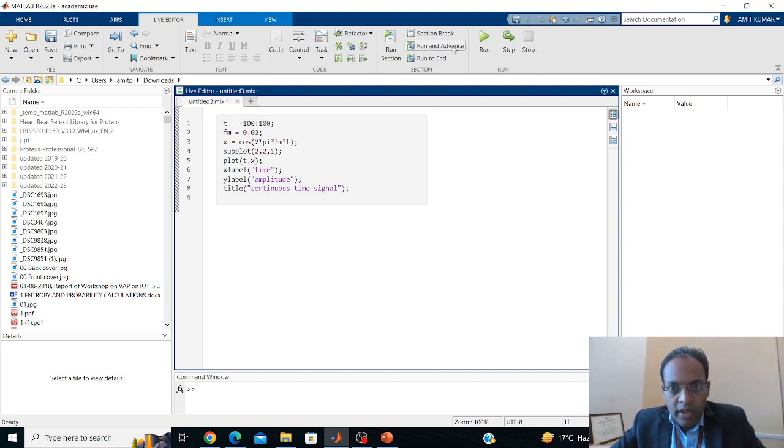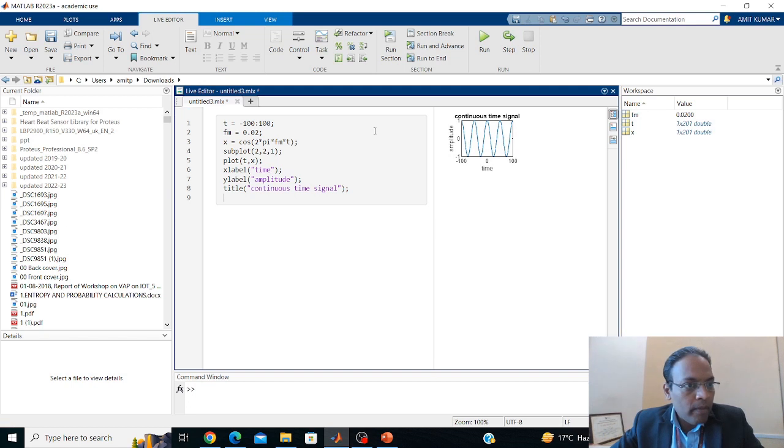Okay, so here if you want we can check the graph of this signal. We have to click on the run option, and then it will ask to save the code, and then we will get the waveform. So here you can see we are getting the waveform.